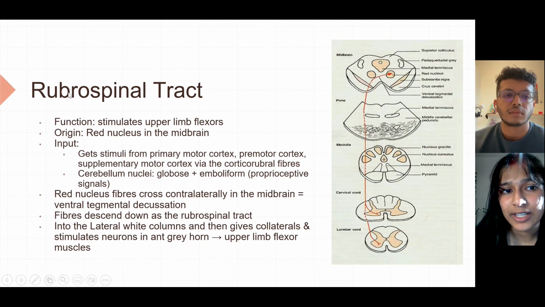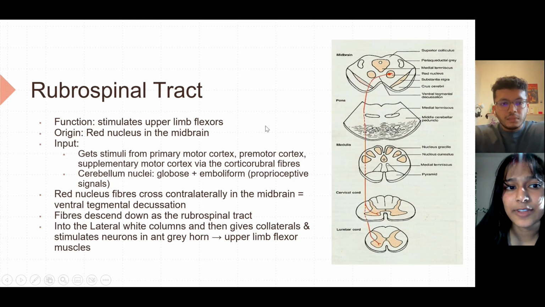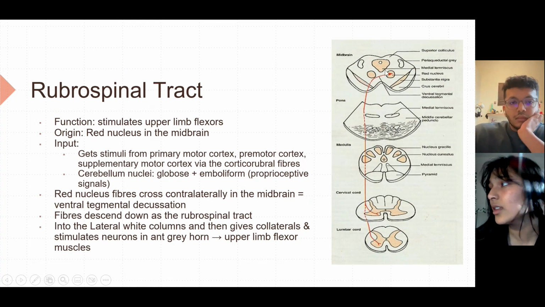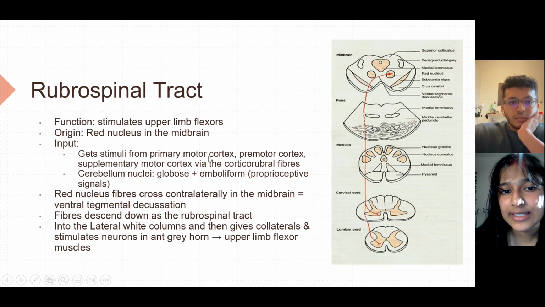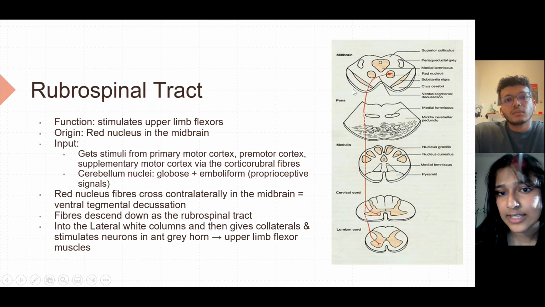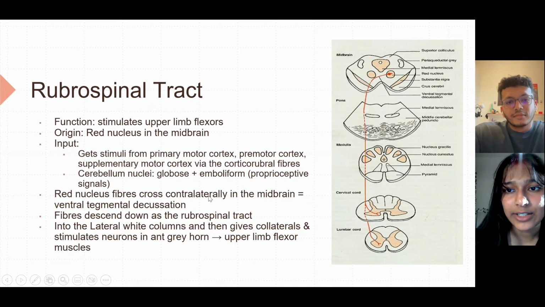Moving on, rubrospinal. So this is one of the first of the extrapyramidal tracts. The function is to stimulate your upper limb flexors, and origin is red nucleus in the midbrain. You can see it here. The stimuli are more or less the same for almost all of them, and it ends up in the cerebellum nuclei, the globose and the emboliform, and they cross again, and where they cross, it's called the ventral tegmental decussation, and they descend down, and they stimulate neurons in the anterior gray horn, which in the end are responsible for the upper limb flexor muscles.